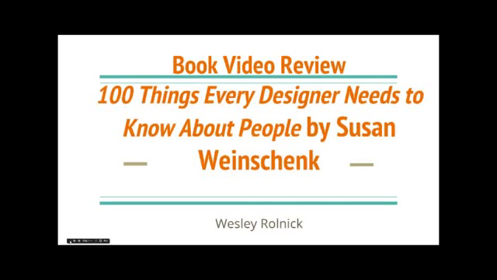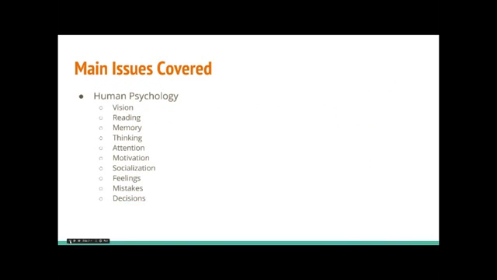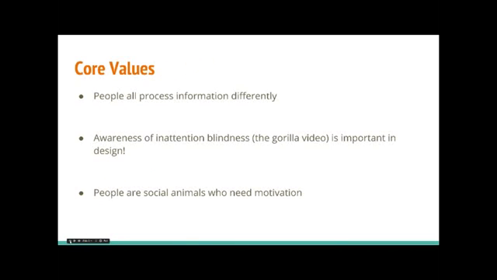Greetings, my name is Wesley Ronick and I'll be presenting 100 Things Every Designer Needs to Know About People. This book covered a lot of human psychology and it broke it down into subcategories. Of the 10 subcategories listed, there weren't 10 things in there though. A lot of the core values here centered around how people process information differently, whether that's mental models, reading, vision, attention, and subconsciously. Be aware of inattentional blindness, that was a recurring theme. That's the gorilla video. And we're also all social animals who love unlocking that latest badge on Foursquare.